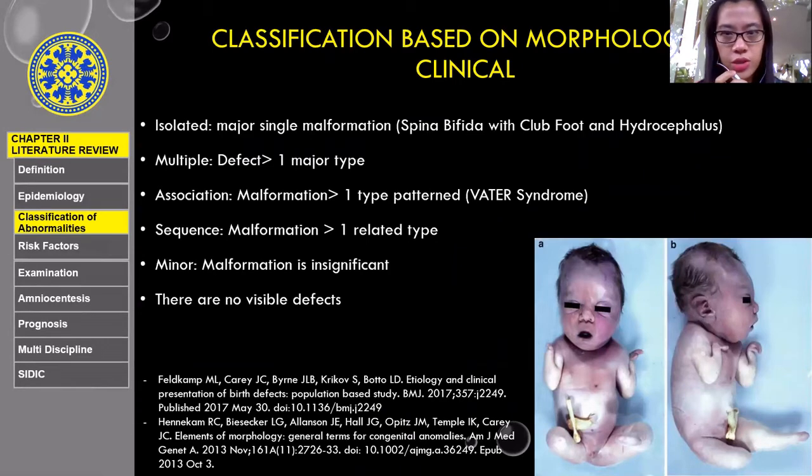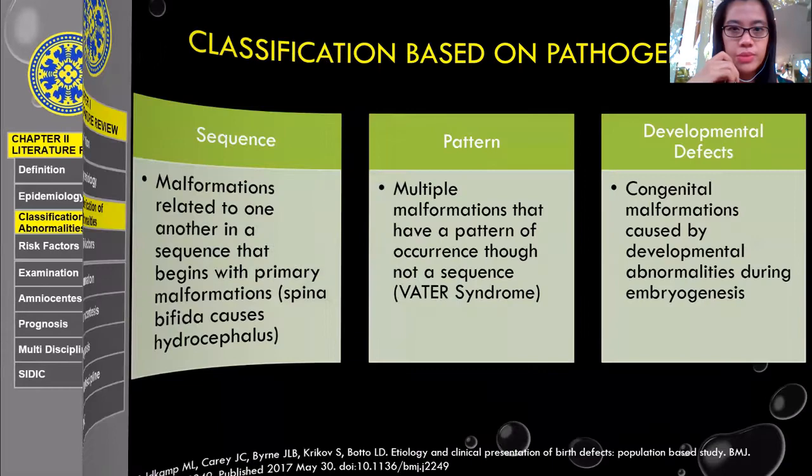Based on morphology or clinical, the isolated is a major single malformation such as spina bifida with clubfoot and hydrocephalus, and multiple means defect more than one major type. Association is malformation more than one type pattern, like Fetal syndrome. Sequences, malformation more than one related type. Minor malformation is insignificant, and there are no visible defect.